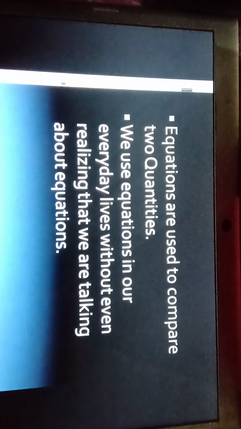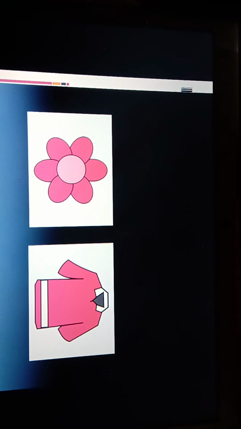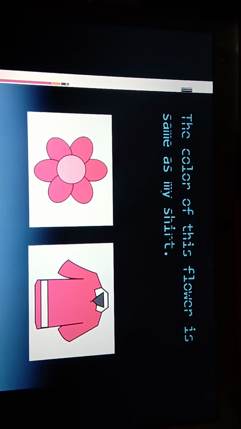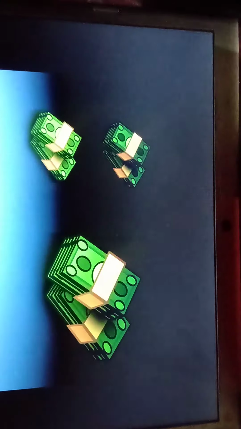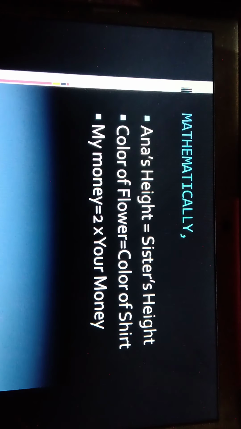We use equations in our everyday lives without even realizing that we are talking about equations. For example, Anna's height is the same as her sister's height. The color of this flower is the same as my shirt. The money I have is two times the money you got. Mathematically, Anna's height is equal to sister's height, color of flower is equal to color of shirt, my money is equal to two times your money.